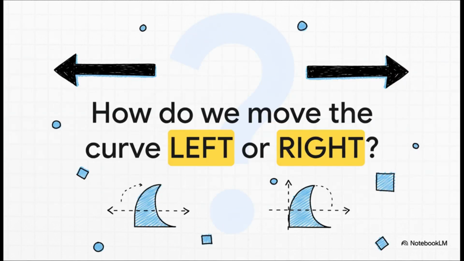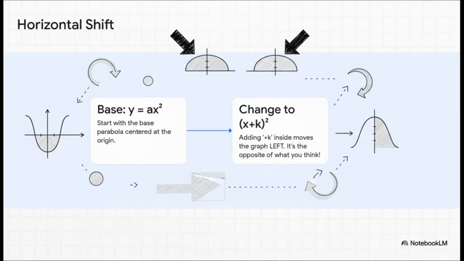Okay, up and down. Check. Easy enough. So what about moving it side to side? How do we get it to go left or right? Now this next one is a little weird. It's kind of the opposite of what your brain wants to think, so stick with me here. To move it sideways, you have to put a number inside the parentheses with the x. And here's the strange part. If you add a number, it moves to the left, and if you subtract a number, it moves to the right. I know it feels backward, but that's the rule, and it's a super important one.